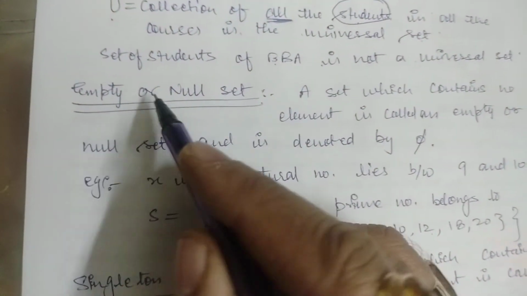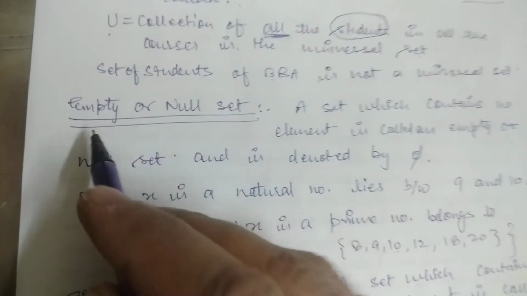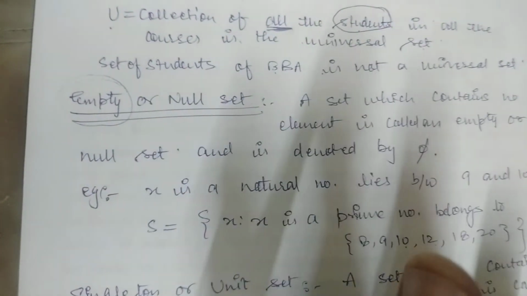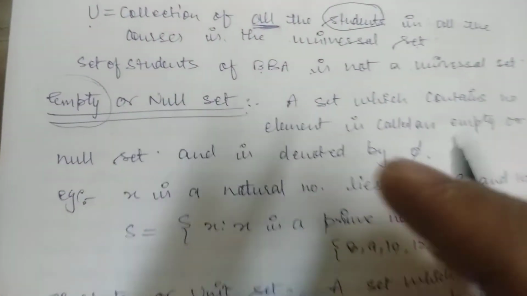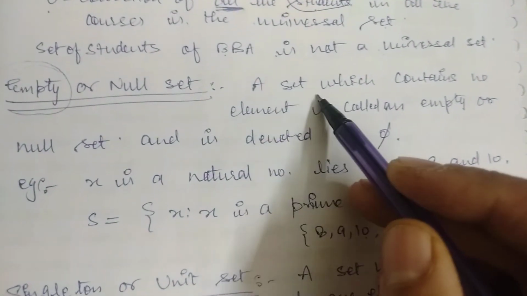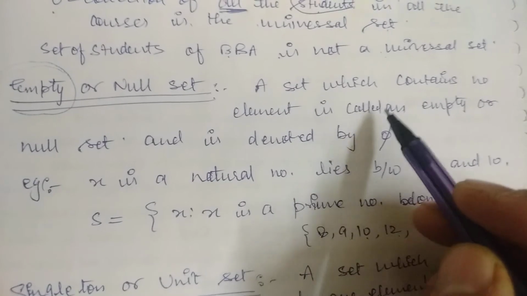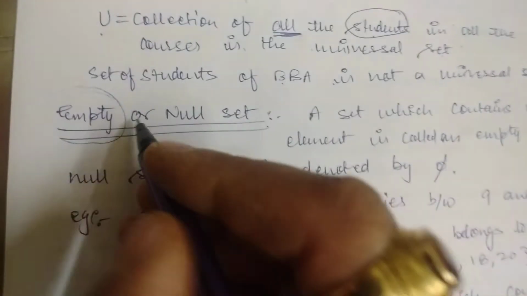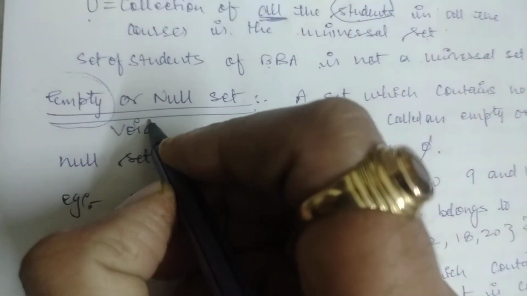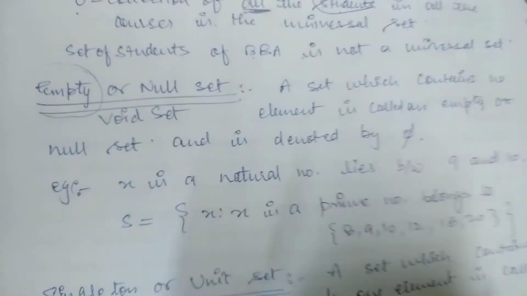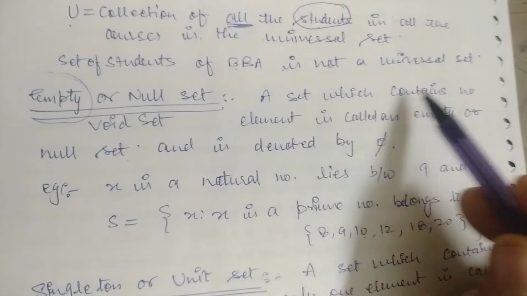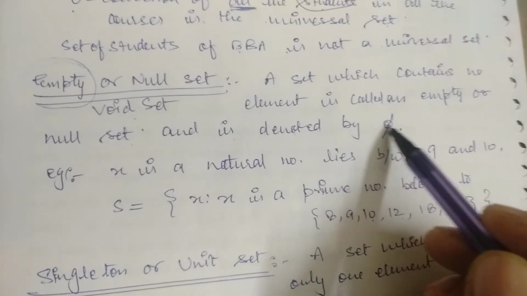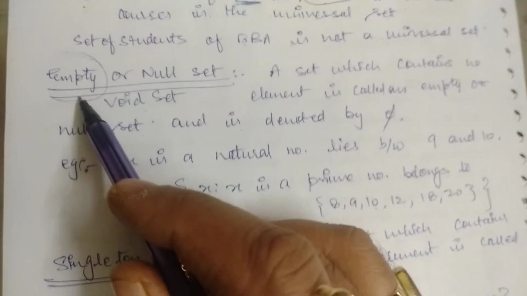Now the next one is the empty or the null set. From the word empty, you can tell that it is khali set, which contains no element. So a set which contains no element is called an empty set, empty or null set, or we can say void set. It is denoted by phi. This is the symbol for representing the empty set.